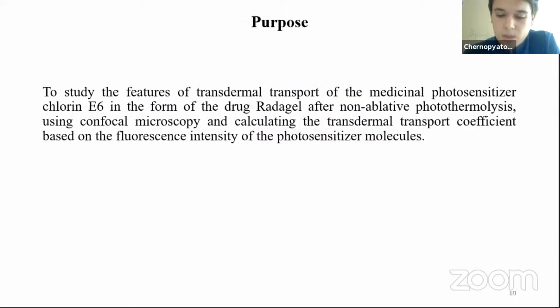The purpose of our research is to study the features of transdermal transport of the medicinal photosensitizer chlorin E6 in the form of the drug Radachlorin gel after non-ablative photothermolysis, using confocal microscopy and calculating the transdermal transport coefficient based on the fluorescence intensity of the photosensitizer molecules.